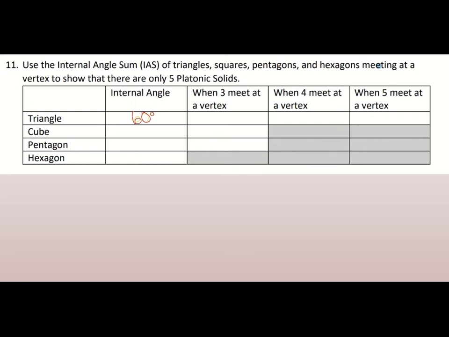The square has a 90-degree internal angle. Each one of the angles in a square is right. In a pentagon, the internal angle is 108 degrees. And in the hexagon, we have a measurement of 120 degrees per angle.